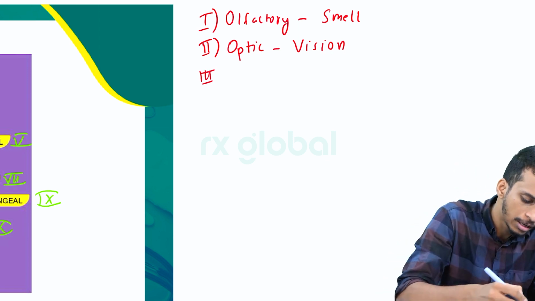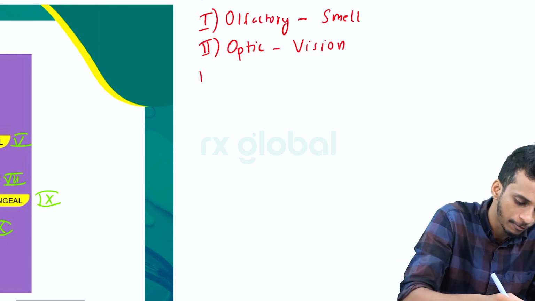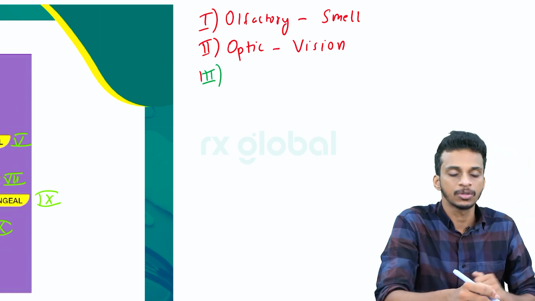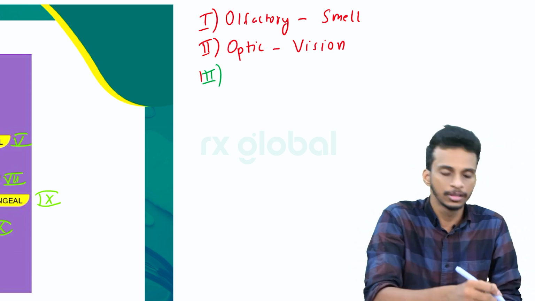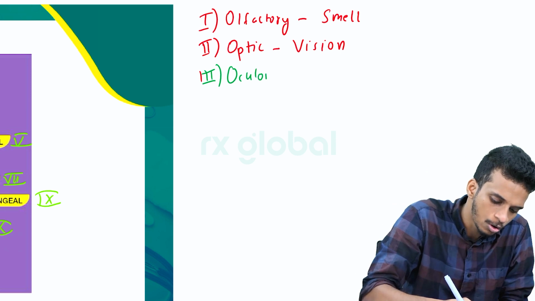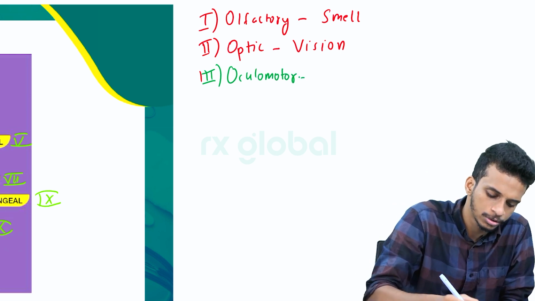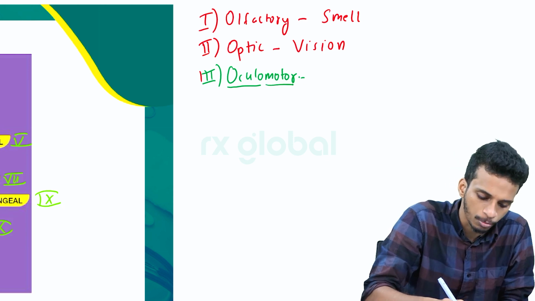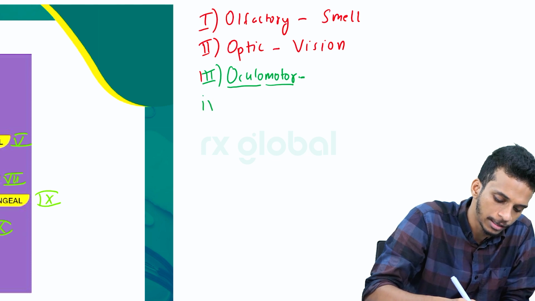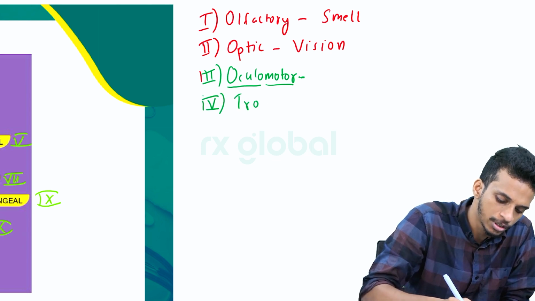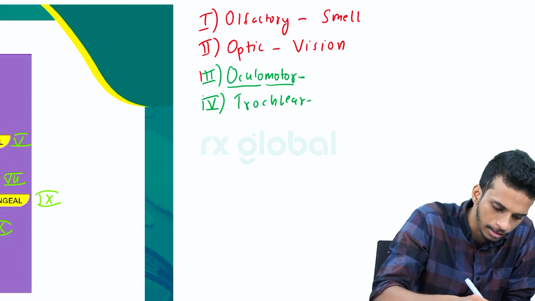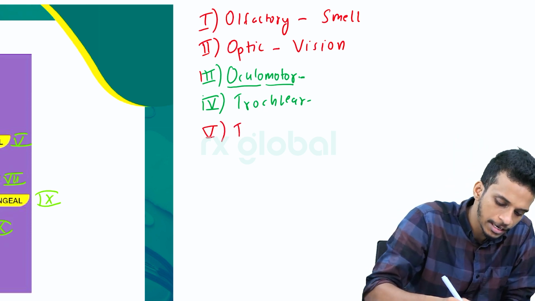Now I'll write in a different color. Why I am writing in a different color, I'll tell you. The third cranial nerve is called oculomotor. The name itself: oculo means eye, motor means movement. So the function of oculomotor is movement of the eye, but I'll write it later. Now the fourth cranial nerve is called the trochlear nerve. Function I'll write later.